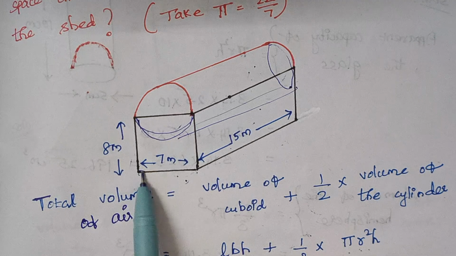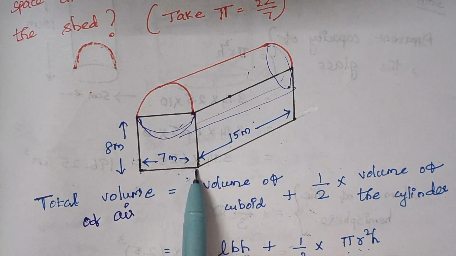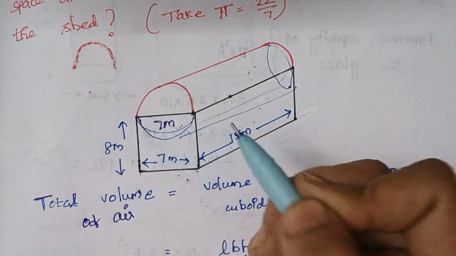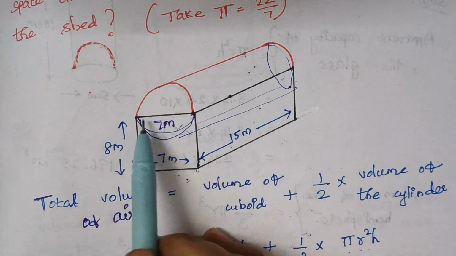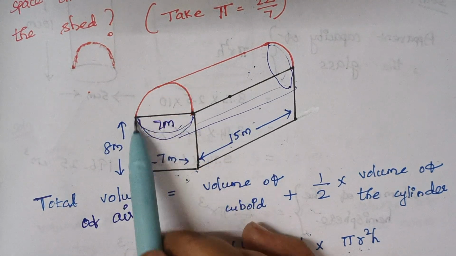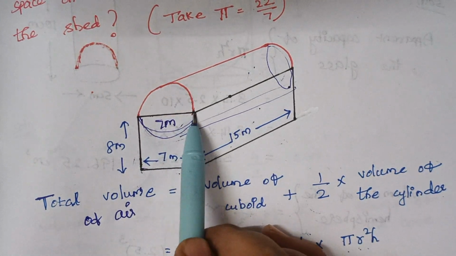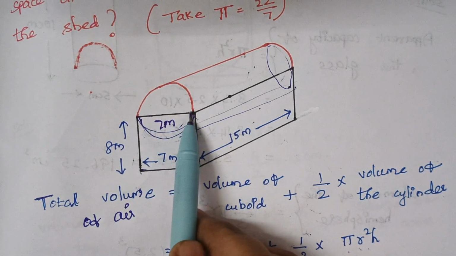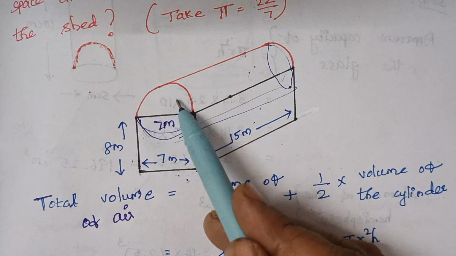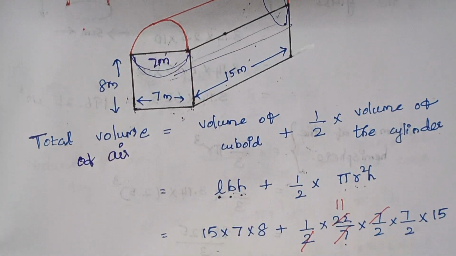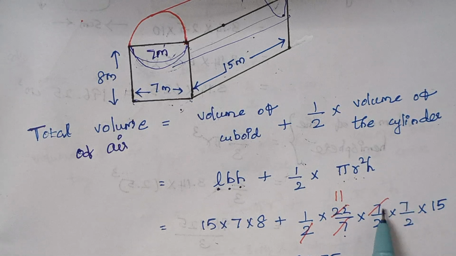So here you see, if this is 7 meter, obviously this length should also be 7 meter, right? And this length is nothing but the diameter of the cylinder. You see, if this is the shape of a full cylinder, then this is the diameter, right? Then obviously the diameter of the cylinder is 7 meters, right? So here we need only the radius, therefore it is 7 by 2.